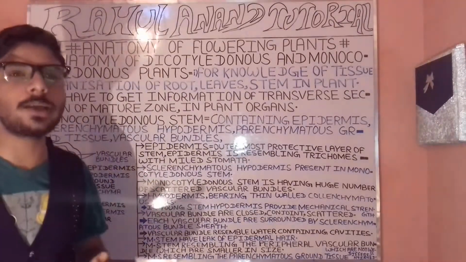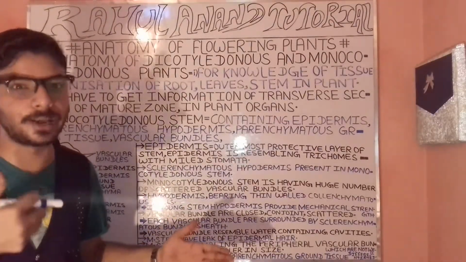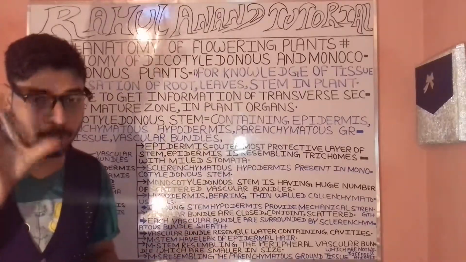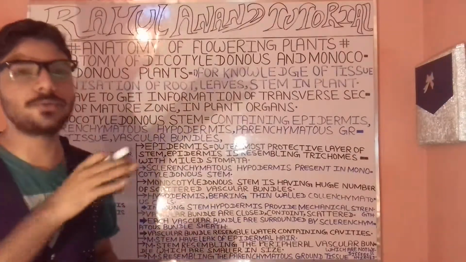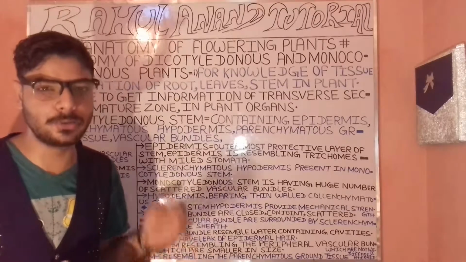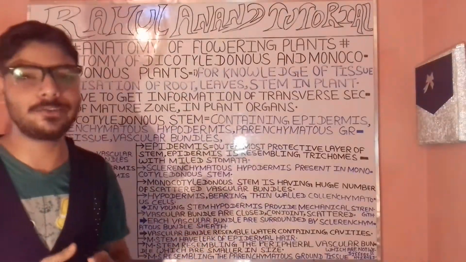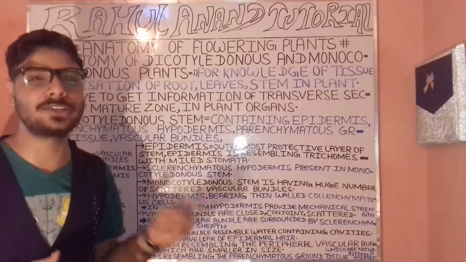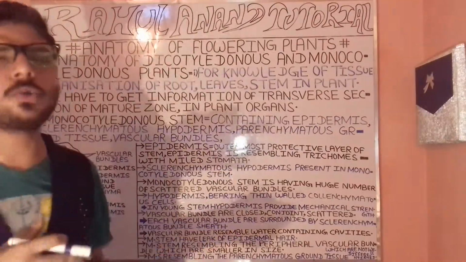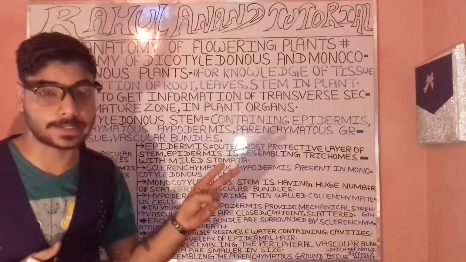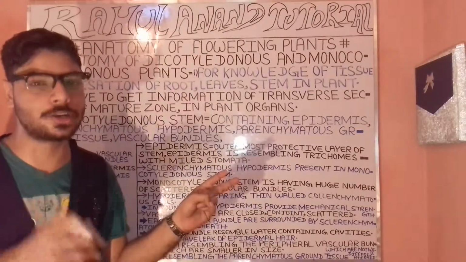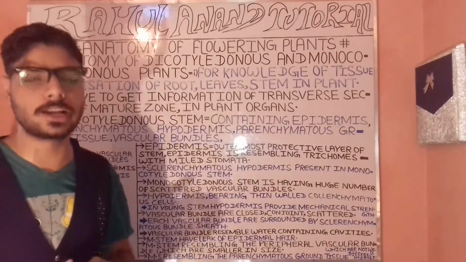Now, when we are talking about the epidermis, remember, the epidermis is the outermost protective layer. The epidermis will resemble the trichomes. What are trichomes, remember? We have two types of hair-like projections. When it is present in the root region, it is known as the root hair.